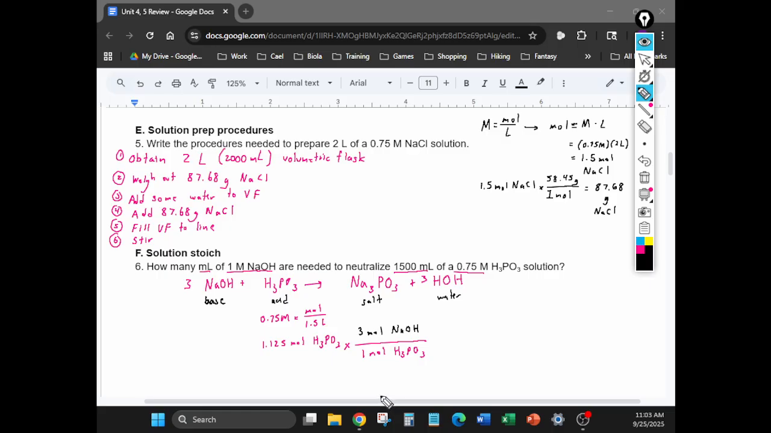For this next part, you can just solve it and then put it into the molarity equation. I was going to do it the dimensional analysis way, but it might be a little more confusing for you guys, so I'll just solve it out. That gives you 3.375 moles of NaOH.